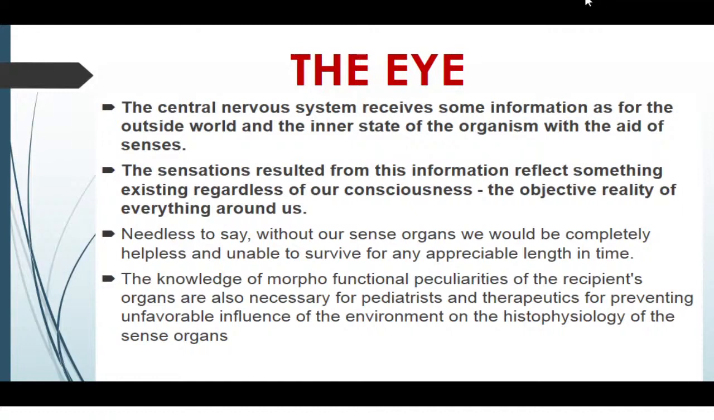The central nervous system receives information about the outside world and the inner state of the organism with the aid of senses. The sensation resulting from this information reflects the objective reality of everything around us, regardless of our conceptions. Today we will discuss how these sensations are realized by the main sense organs of our body.